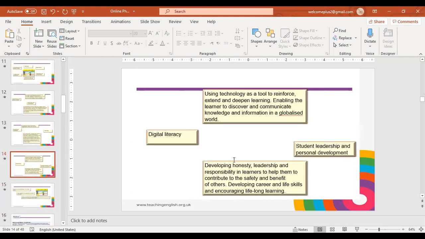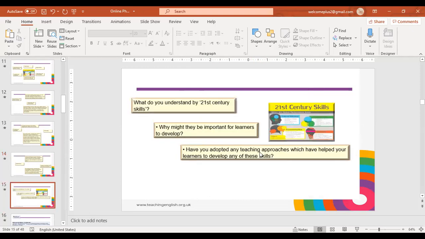The last two, digital literacy and students' leadership. Digital literacy goes with using technology. Excellent. Yes, because of the word technology, you are able to get the keywords. Really nice. Students' leadership goes with developing honesty, leadership, and responsibility. Thank you.